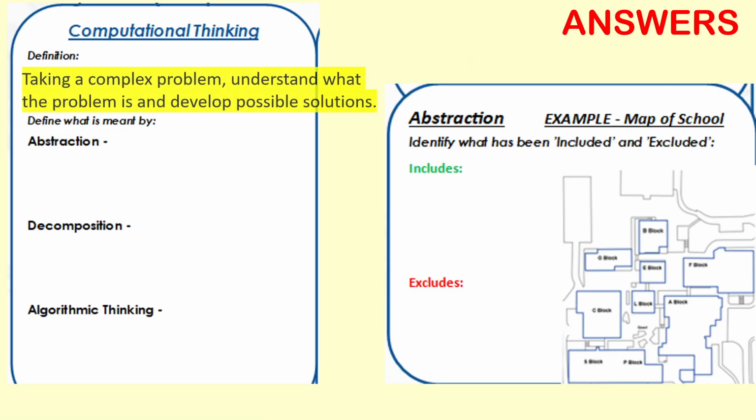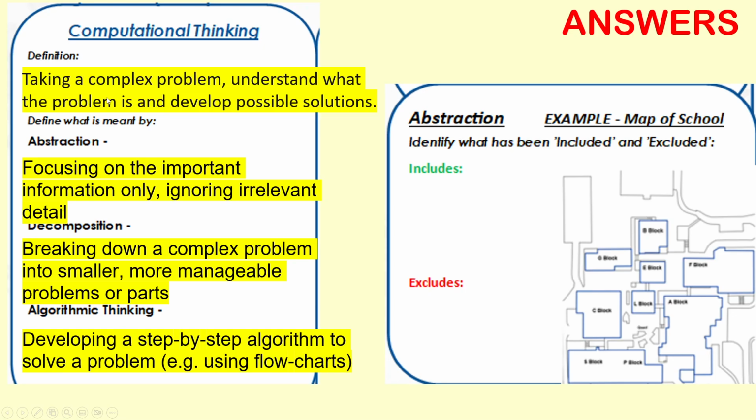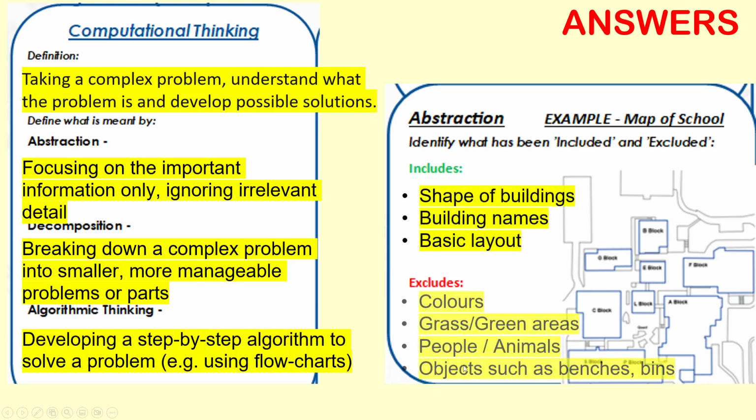And checking your answers. Computational thinking: taking a complex problem, understanding what it is and coming up with solutions. Abstraction: focusing on important information. Decomposition: breaking a complex problem down into smaller parts. And algorithmic thinking: developing a solution step by step. And of course the section which you should have filled in for abstraction.